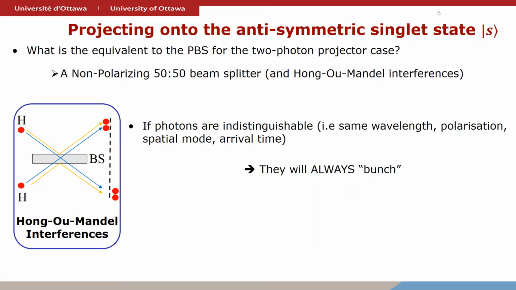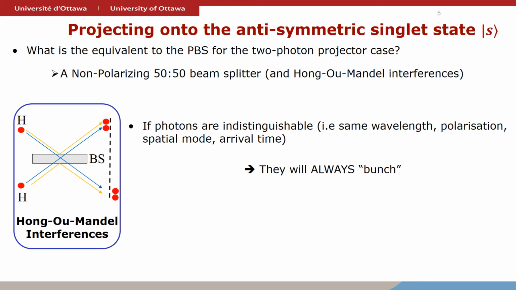Now that we know how you can project onto any one-photon projection state, let's go back to the main point of this talk and explain how you can project onto a general two-photon projection state. So the first question that we will have to solve is, what is the equivalent of the polarizing beam splitter in the case of the two-photon projector? And the answer to this question is a non-polarizing beam splitter and the use of Hong-Ou-Mandel interference.